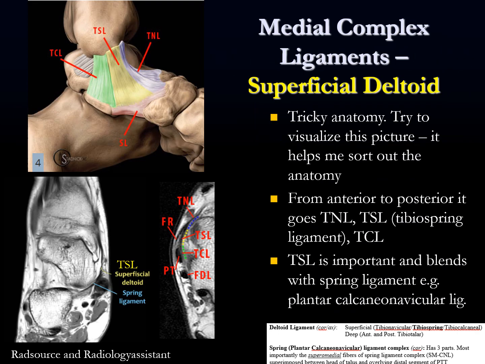I love this picture. It's from a rad source, which basically just cements that idea in my head of what I'm trying to see. Tibionavicular in the front, tibiospring in the middle, tibiocalcaneal in the back, and all insert on the spring ligament right here. So this is one I just stared at for a while until I'm like, okay, this is the superficial deltoid. I think I get it.